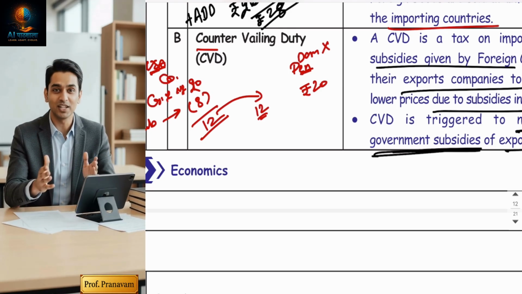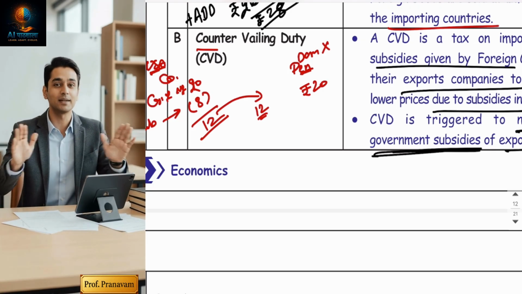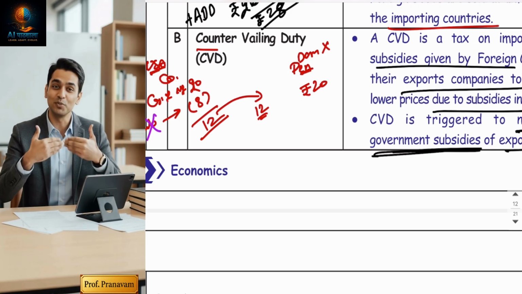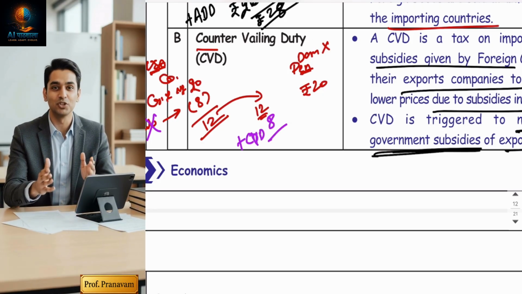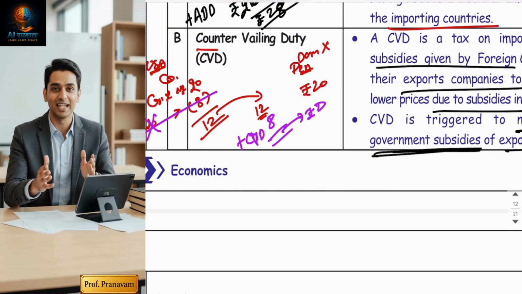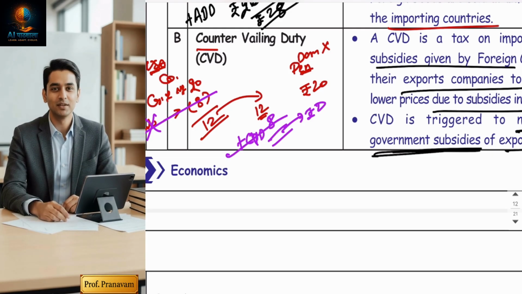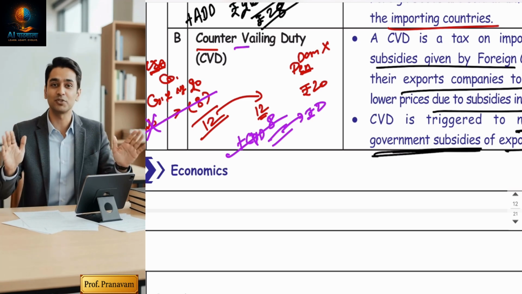Now what does the Indian government, the importing country, do? They know the intention of the foreign government, so to neutralize this subsidy they will add a CVD of 8 rupees as import duty. So again the price will become 20. What happens? The subsidy of 8 rupees given by the foreign government was nullified, neutralized by the tariff charged by the Indian government. That is called CVD, countervailing duty.